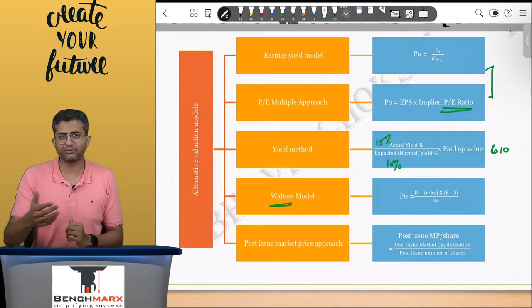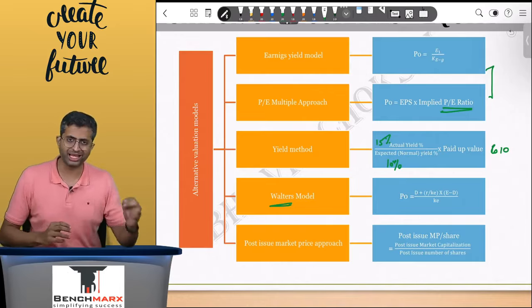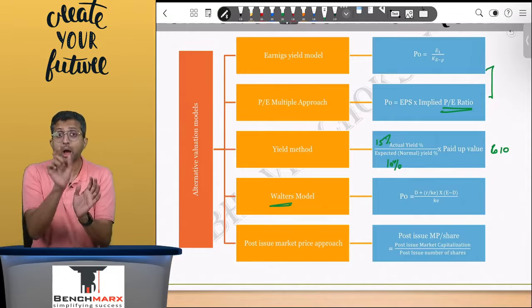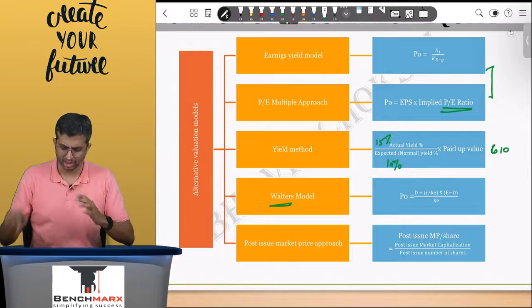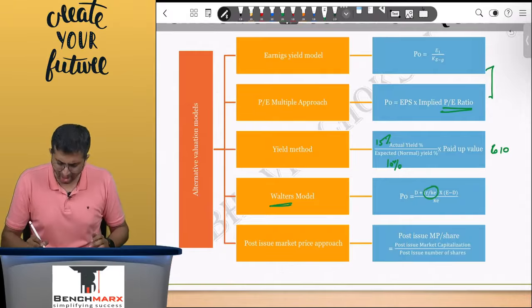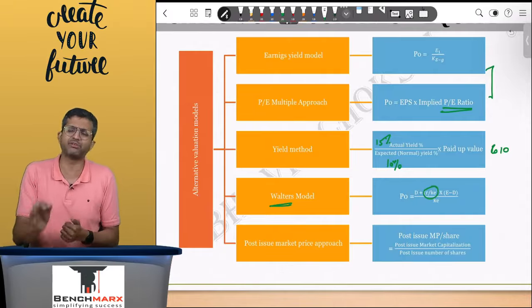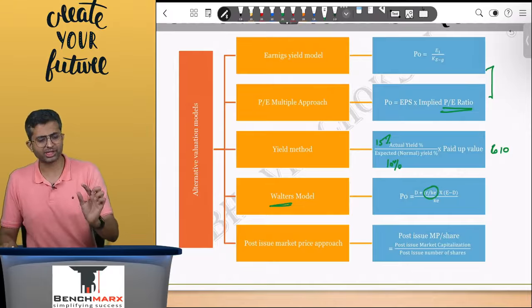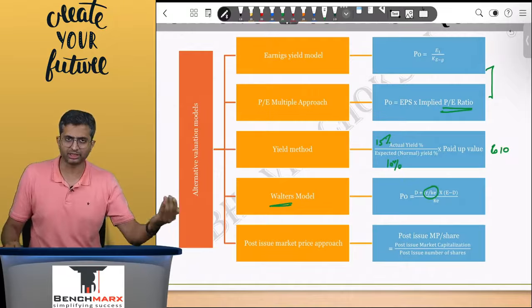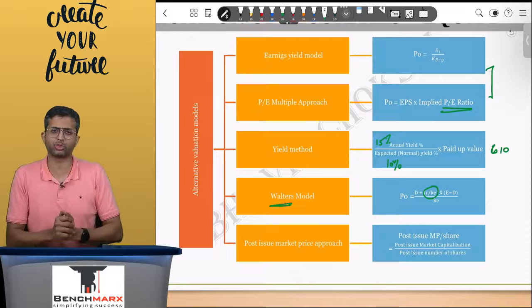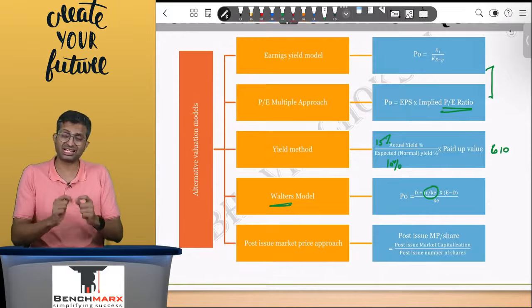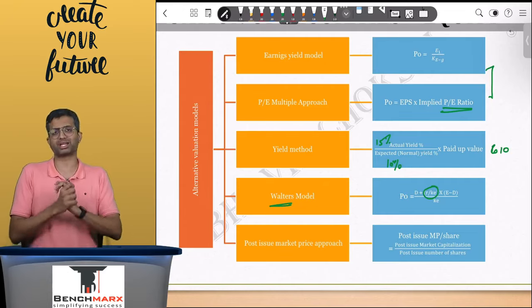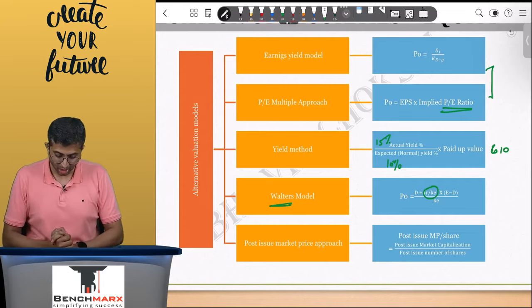Having said that, the formula for Walter's model would be: the price equals the dividend plus the retained earnings, that is earnings minus dividend, into R upon KE, divided by KE. So over here, the relationship between R and KE is the heart of Walter's model. Basically this formula says that whenever R is greater than KE, that is your actual rate of return is greater than what is required, you should invest money in the company, not give out dividend. If R is less than KE, you should give out dividend. That will result in maximization of wealth.